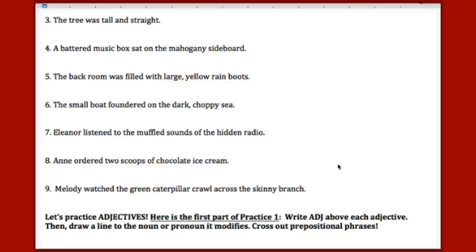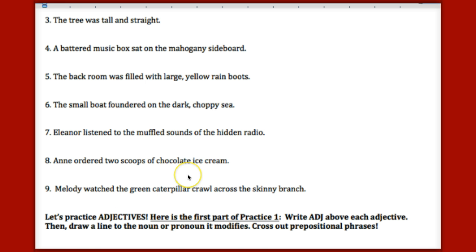Number 7, Eleanor listened to the muffled sounds of the hidden radio. In this sentence, we have 2 adjectives. See if you can find them. What kinds of sounds? Annie ordered 2 scoops of chocolate ice cream. So don't forget that even though we're looking at prepositional phrases, you can have plenty of adjectives in your prepositional phrases. Melody watched the green caterpillar crawl across the skinny branch. See if you can find words that describe the caterpillar and describe the kinds of branch.